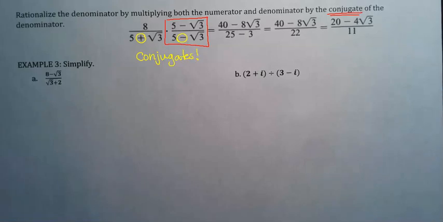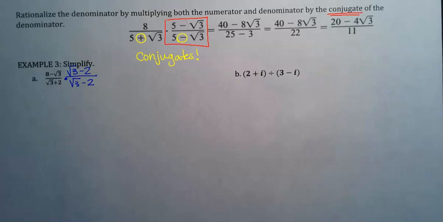All right, so let's dive into the first one in example 3. We have 8 minus the square root of 3 divided by the square root of 3 plus 2. So we're going to multiply by the conjugate. We're going to multiply by the square root of 3 minus 2 in both the numerator and the denominator.